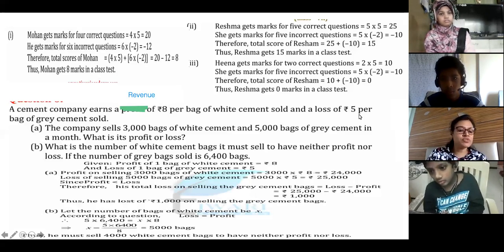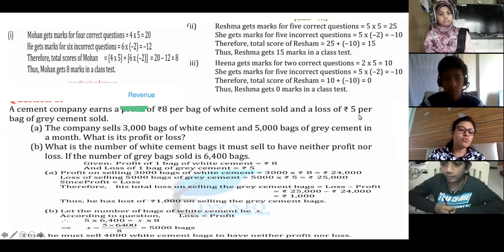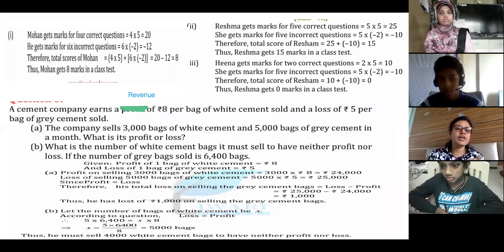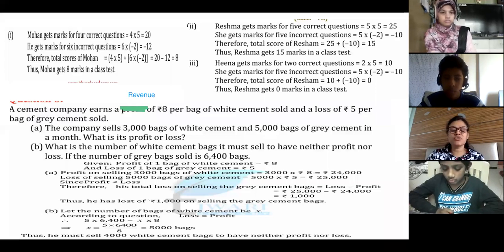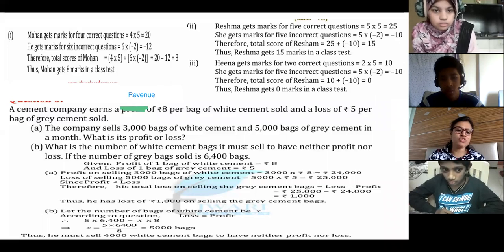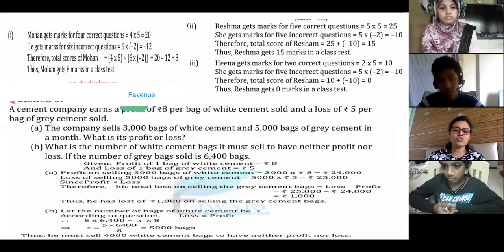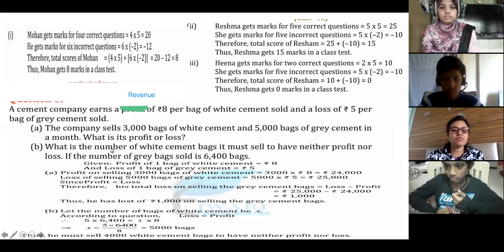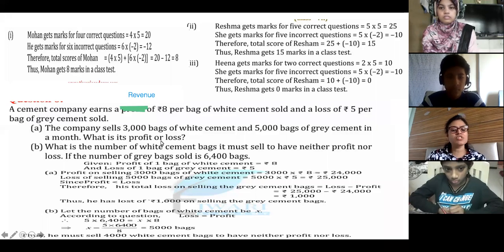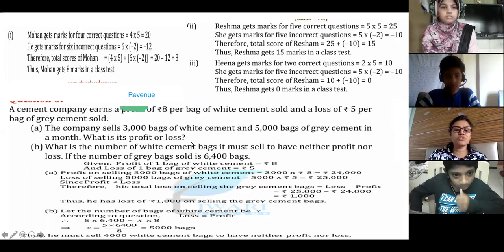Loss is how much? 25,000. So is loss more or profit more? Loss. So if you add minus 25,000 plus 24,000, you are getting minus 1,000. So the answer you are getting is negative. That means you have a loss of 1,000 rupees. So its loss is 1,000 rupees.